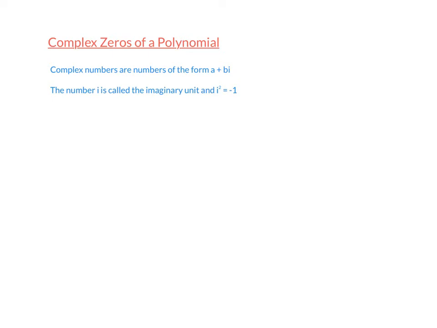So complex numbers are numbers of the form a plus bi, and i is what we call the imaginary unit. And i squared is equal to -1. That's actually the definition of what i is. Or we can also say that i is equal to the square root of -1. This is probably how you've seen it in the past.